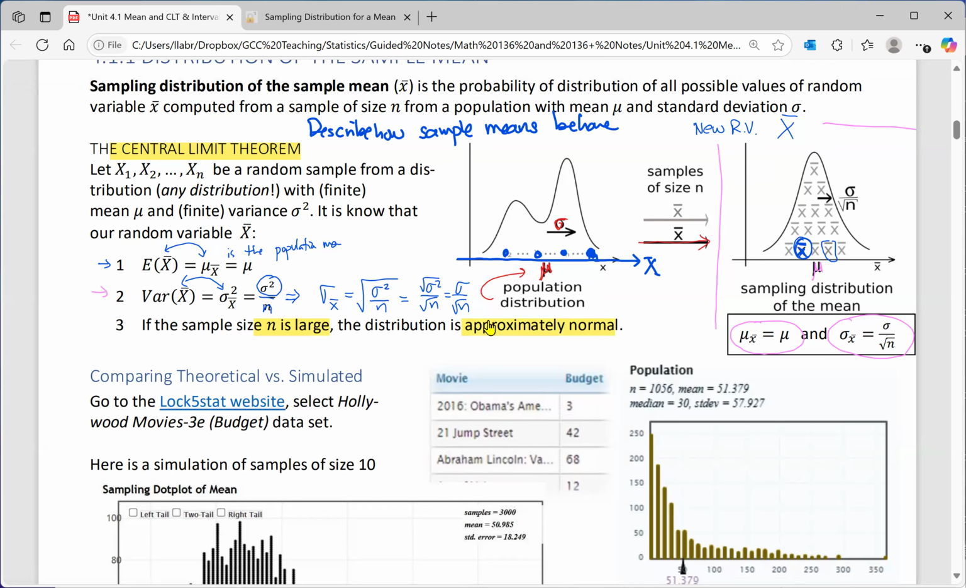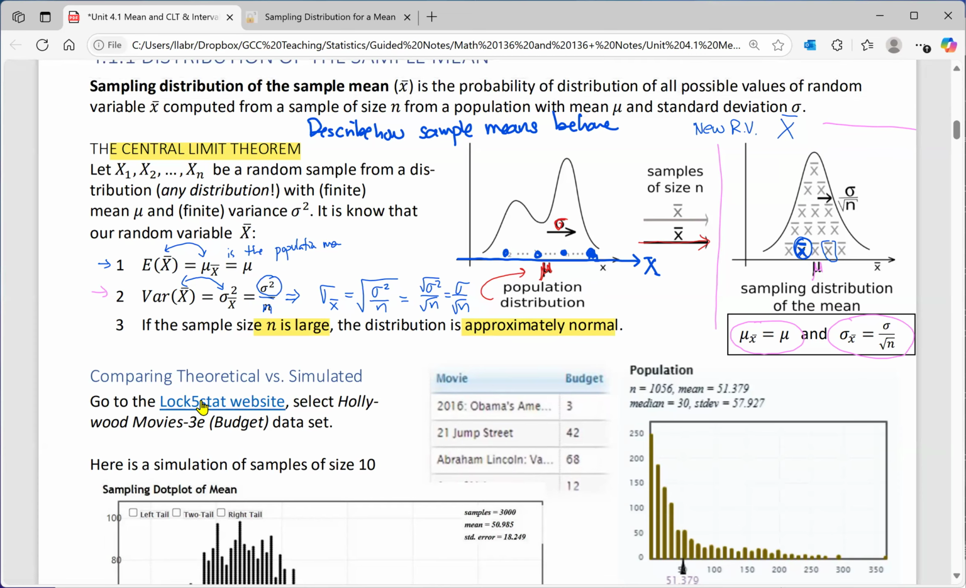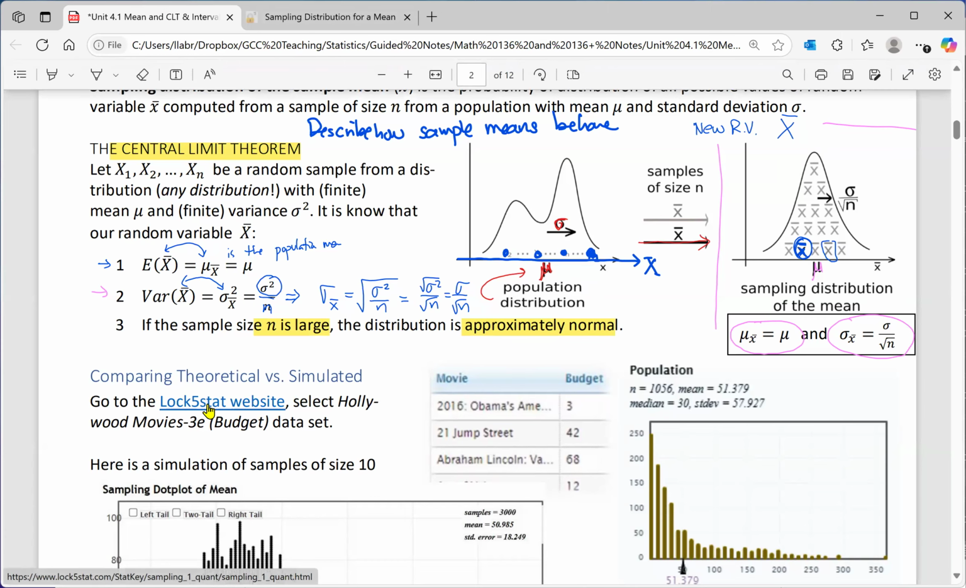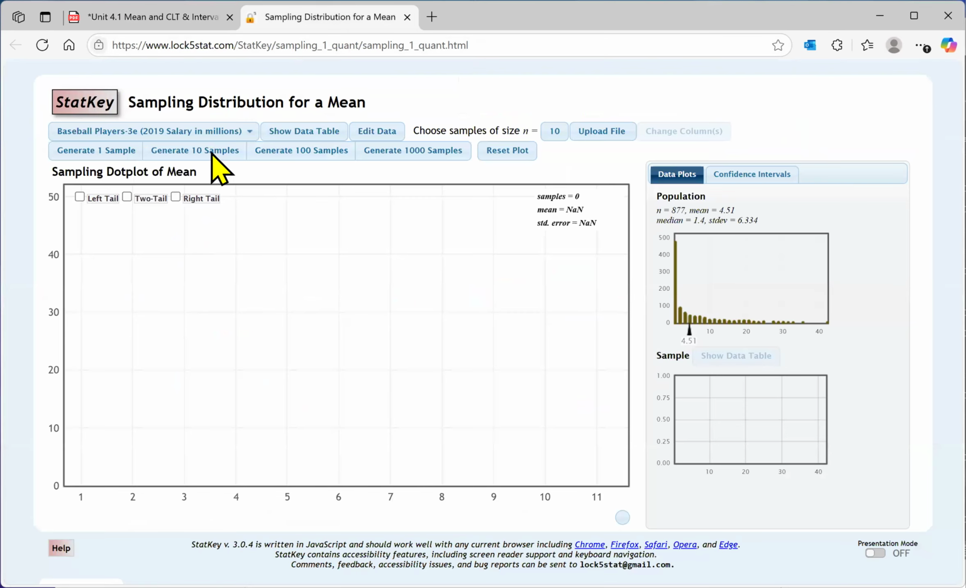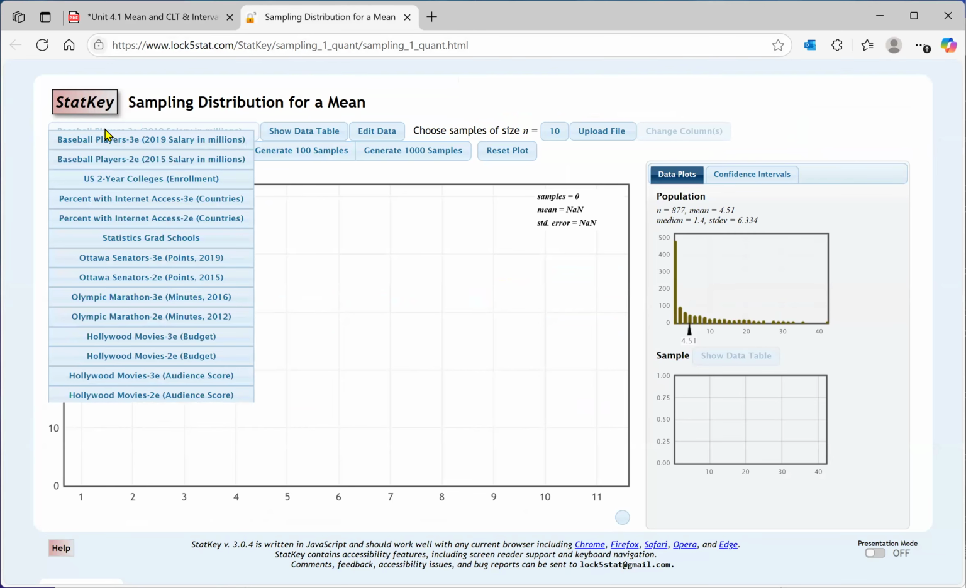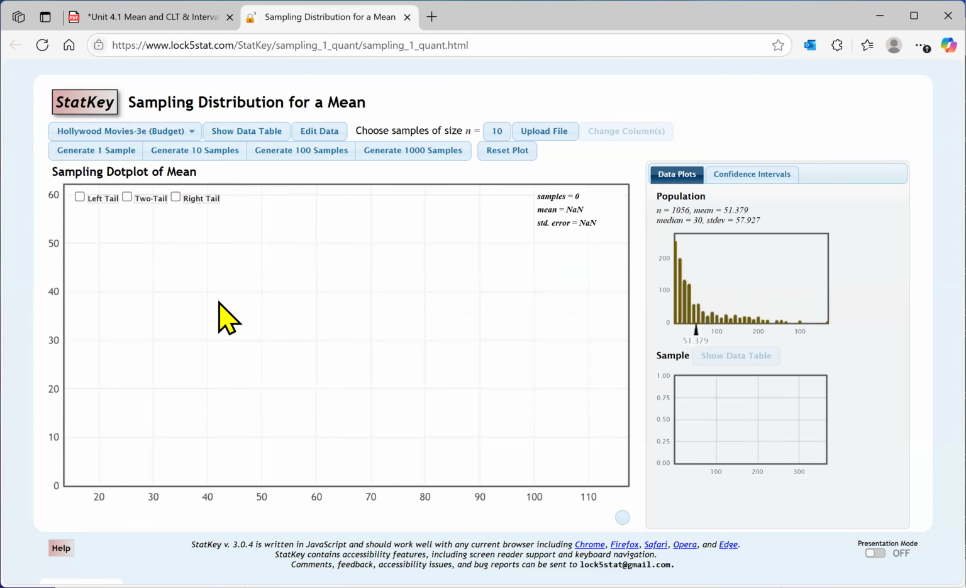So let's go ahead and simulate this. Let's see this in action. This is going to be a simulation, so please do it with me. And what I'm going to do is, if you download the PDF, you can click on this. It's the Lock5Stats website. And what I want you to do is select the data set that says Hollywood movies 3rd edition budget. So I already clicked on it. So let's go ahead and click on this. And then up here, you can click Hollywood movies right here, 3rd edition budget. So it's an applet from a different textbook.